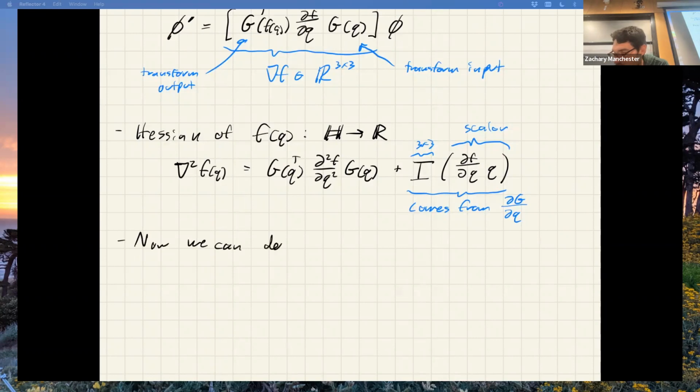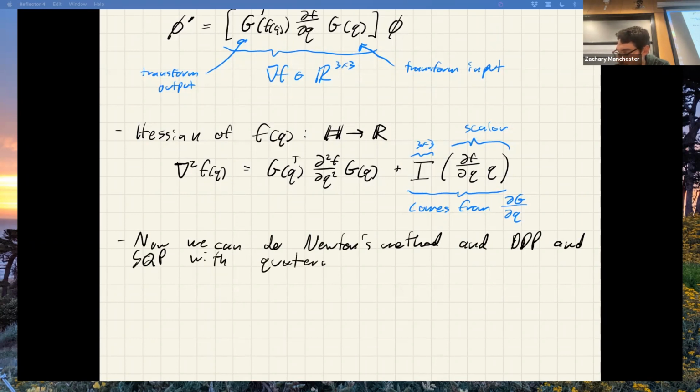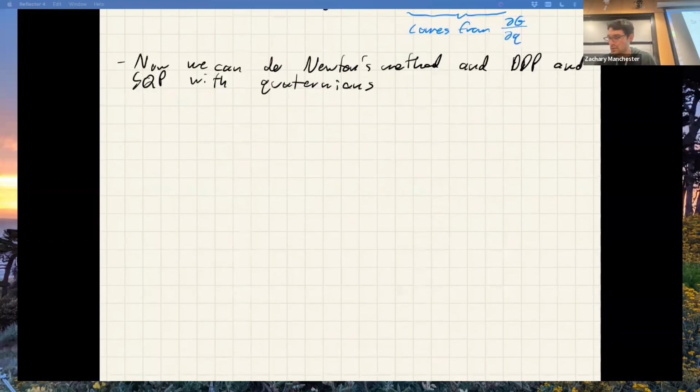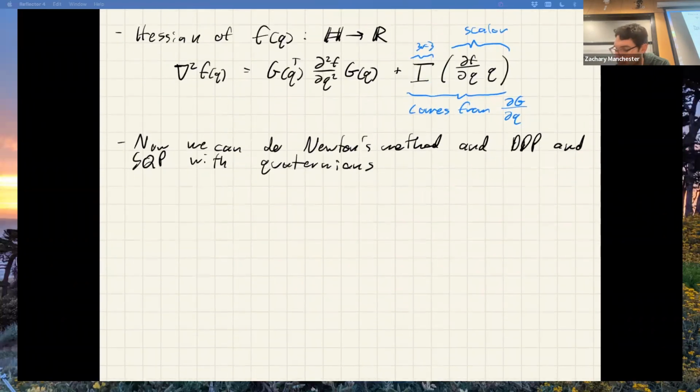So now we can do Newton's method and DDP and SQP, all the acronyms, with quaternions. And so, okay, the example we're going to do with this is an extremely classic pose estimation problem called Wahba's problem. Has anyone heard of this before? Nobody. All right. Cool.